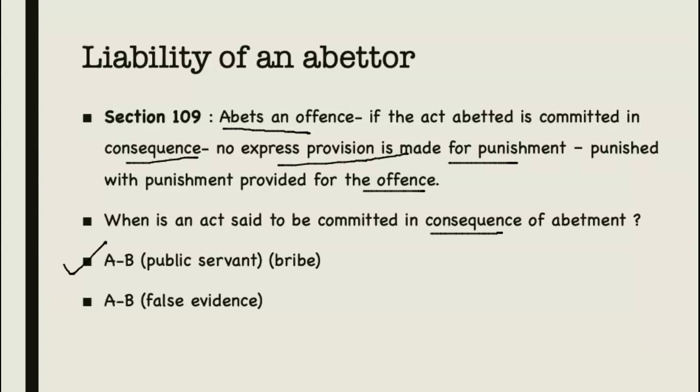Let's say A offers a bribe to a public servant who is B, as a reward for showing some files to A, and B accepts the bribe. So A has abetted the offense defined under section 161 of the Indian Penal Code in this particular case. Another example, let's say A instigates B to give false evidence. A instigate करता है B को to give false evidence. B, in consequence of the instigation, commits that offense. Here, A is guilty of abetting that offense and is liable for the same punishment as B. So now, I hope with these two examples, you are absolutely clear with what is section 109.